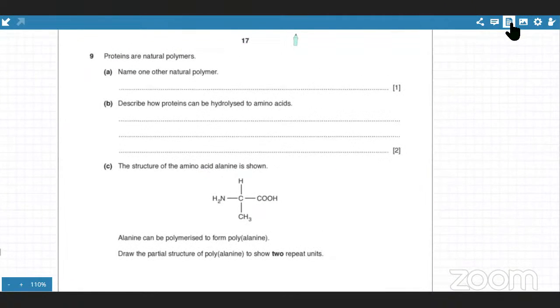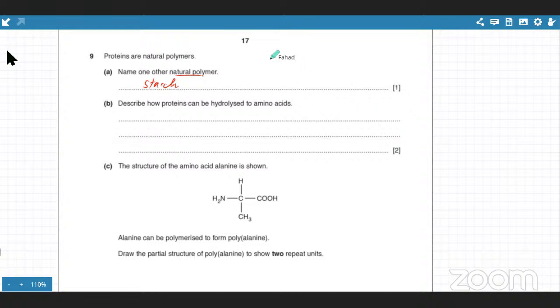Now name one other natural polymer. So you have to figure out a natural polymer. So what's a natural polymer? Proteins is a natural polymer. So name one other natural polymer. So complex, you can talk about starch. Starch is a natural polymer.